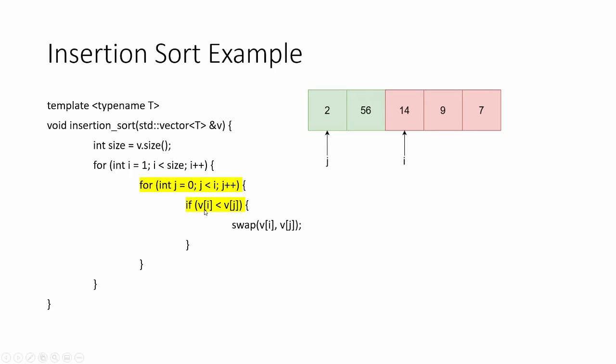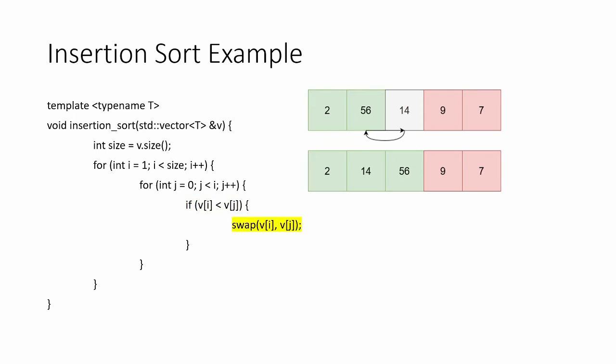We're going to check if v of i is less than v of j. No, this is not true. 14 is not less than 2. So we're going to iterate and increase j, and we're going to keep checking. So if v of i, which is 14, is less than v of j, which is 56, and here in this case that is going to be true. So what we're going to do is swap, and since j is going to continue iterating while it's less than i, this is going to be our final iteration.